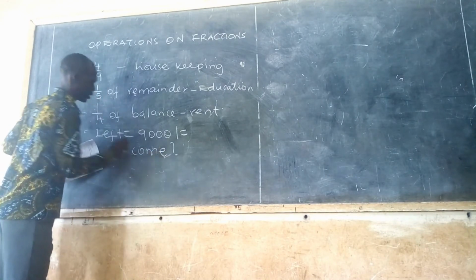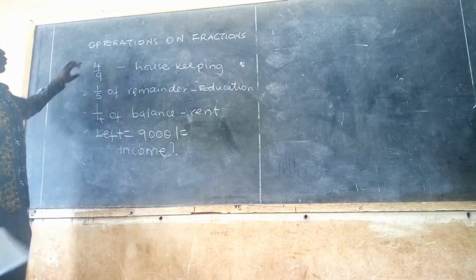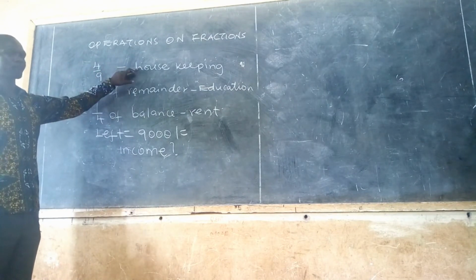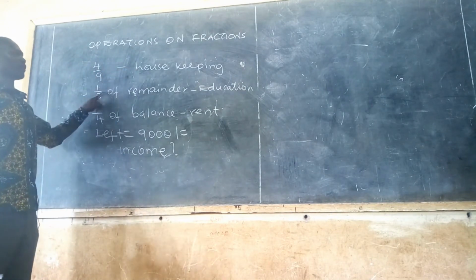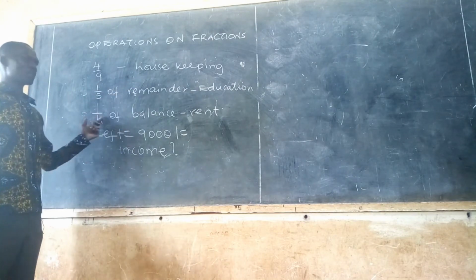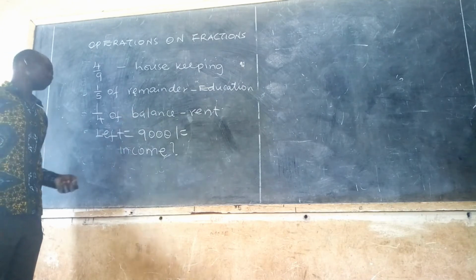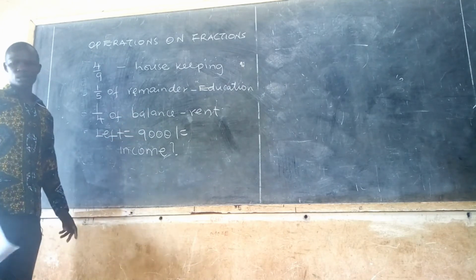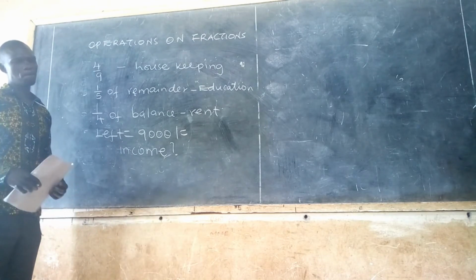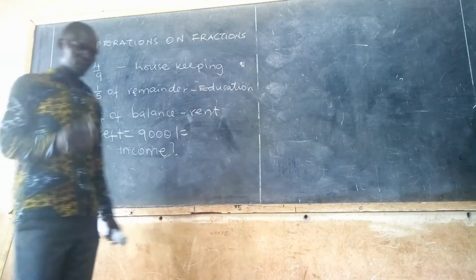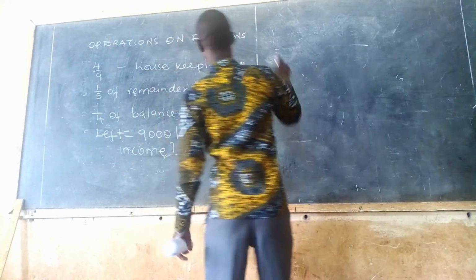Let me read it again. 4/9 of my income goes for housekeeping. 1/5 of the remainder goes to education. A quarter of the balance is rent. I'm then left with 9,000 shillings. What is my income? Patience, step by step. This is how to go about it.